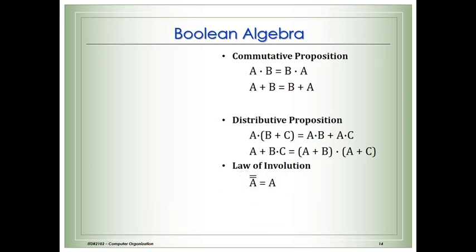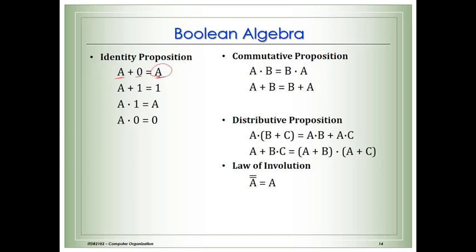Then let's see some more identities. Here we have the identity proposition. If any variable is there and you perform OR operation with 0, you will get the same value as this input. If you are performing OR operation with 1, then the result is always 1. If you are performing AND operation with 1, you will get the same result as this operand. If you are performing AND operation with A and 0, the result is always 0.